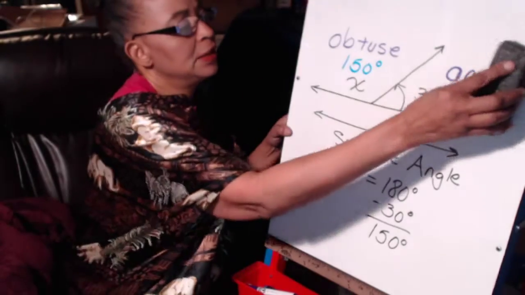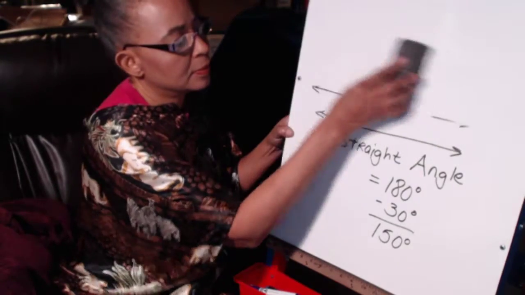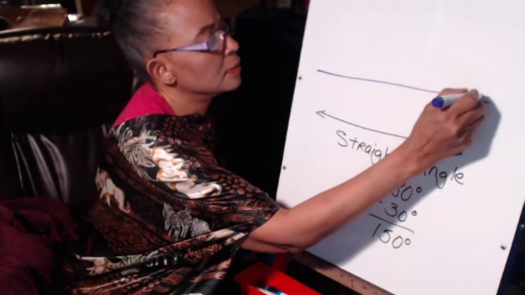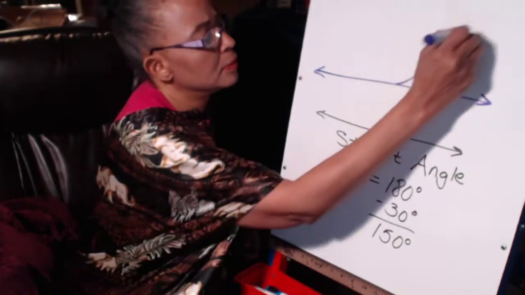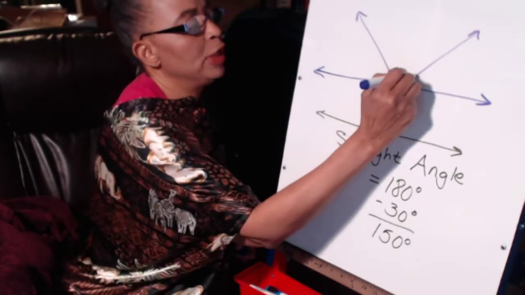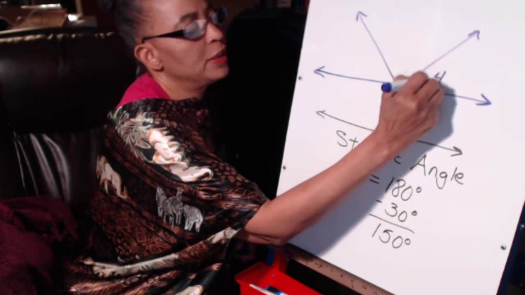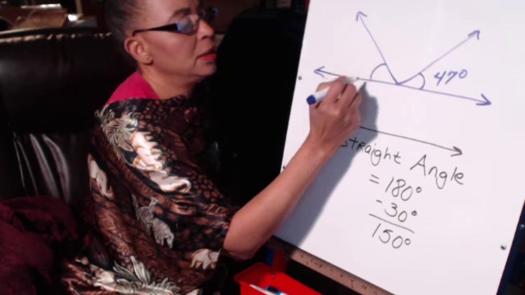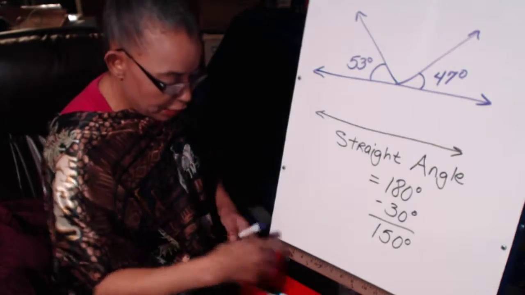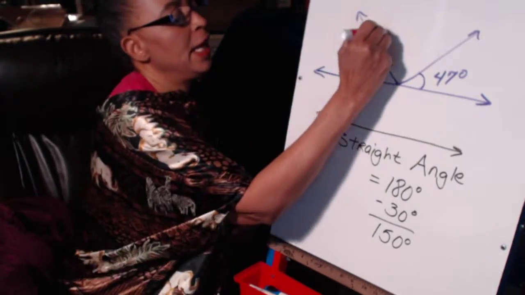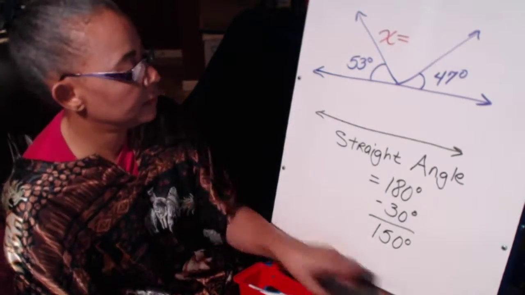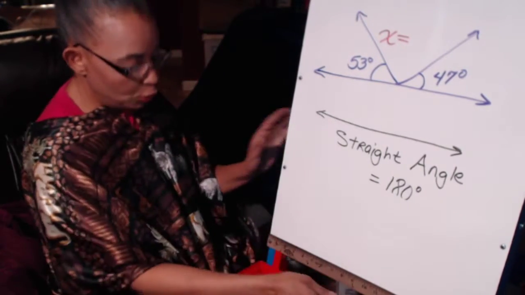Well, let's change that a little bit. Now we have, this is 47 degrees. This is 53 degrees. And we need to know x equals what? We need to know what that measure is. So what would we do?